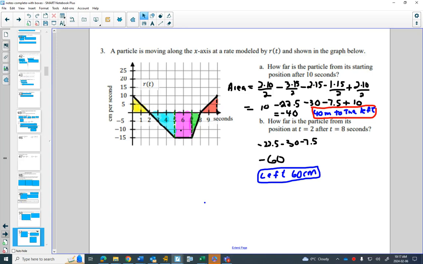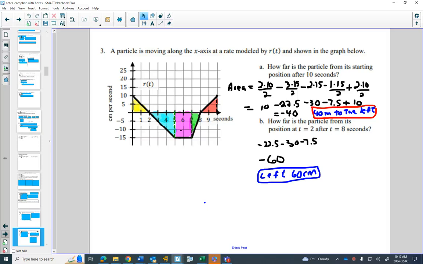Again, here we have a particle moving along the x-axis. The yellow part and the red part, those two parts would be positive. The blue, the purple, and the green are negative. And so when we add it all up, we get negative 40. Based on the question, since this is moving along the x-axis, the negative 40 means that it's moved 40 meters to the left.